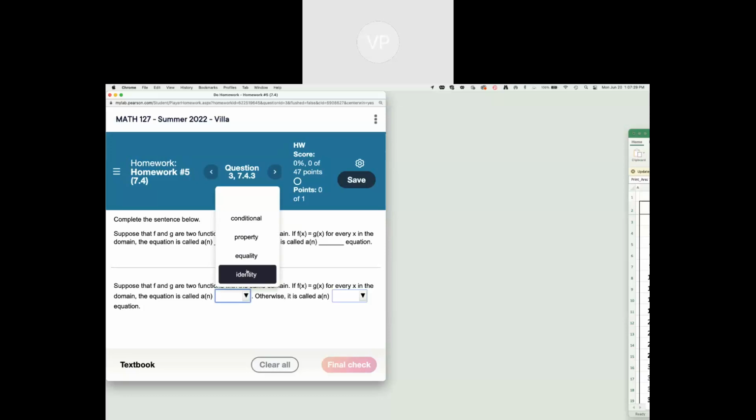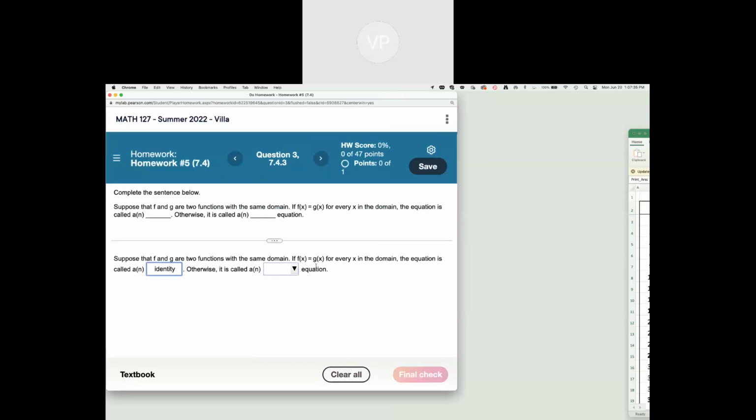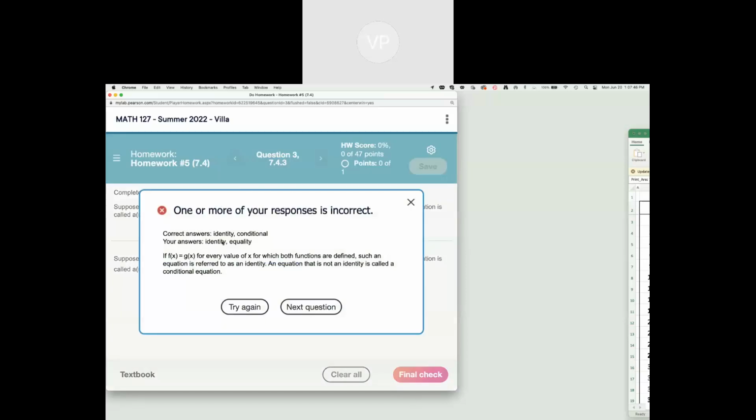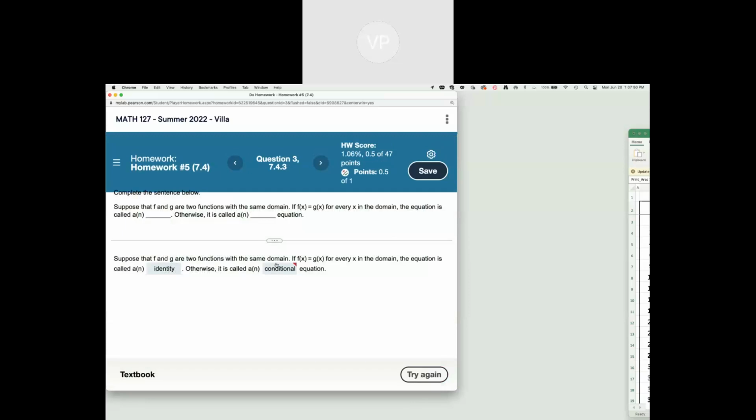I would say identity. I wouldn't even go over the definitions. I'm sorry about that. It's a good time to learn them though. And otherwise, it's called, I'm just going to guess a few and see what we get. Okay. And they actually give them to you right here. It is identity, and that other one was conditional. I was thinking that was it.